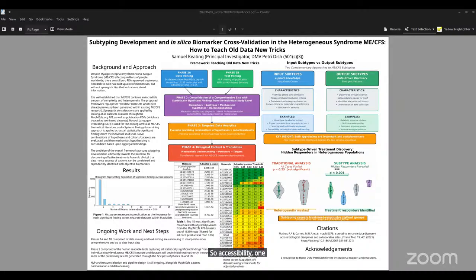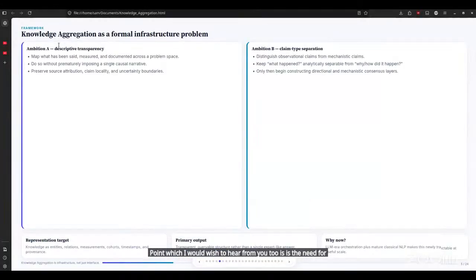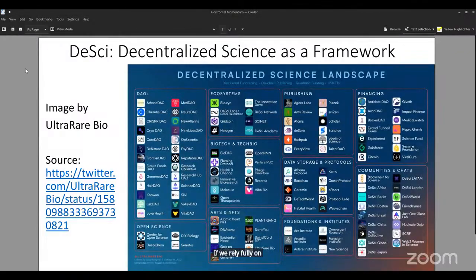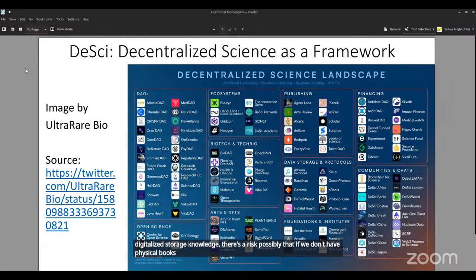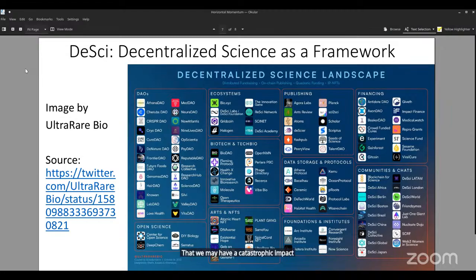And another point which I would wish to hear from you too is the need for physical books. If we rely fully on digital or digitalized storage of knowledge, there's a risk possibly that if we don't have physical books, we may have a catastrophic impact on human evolution. So that's all I want to say. Thank you.